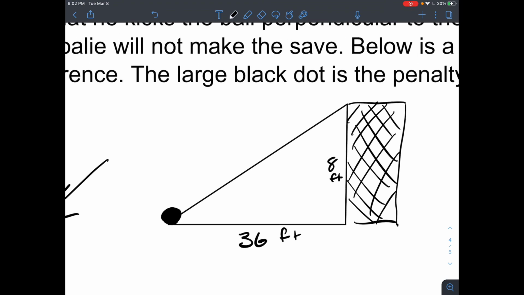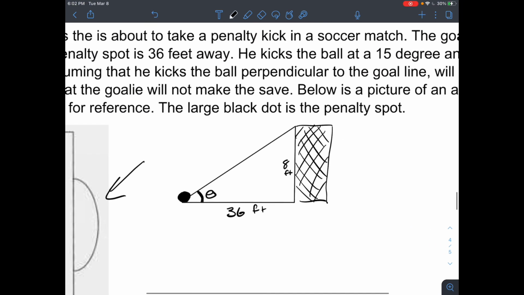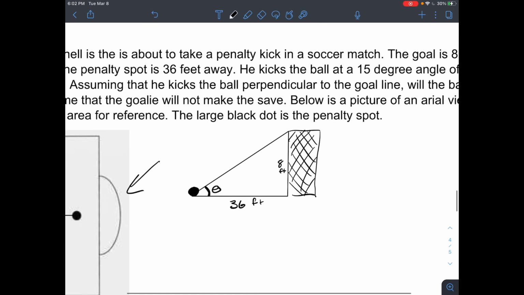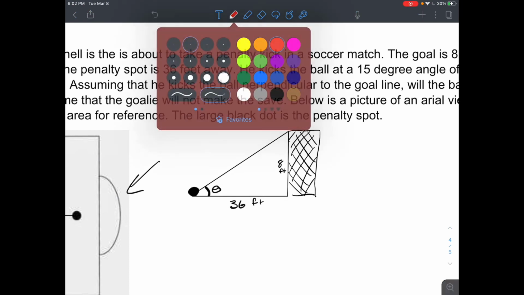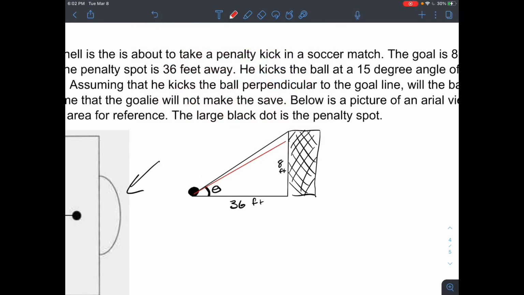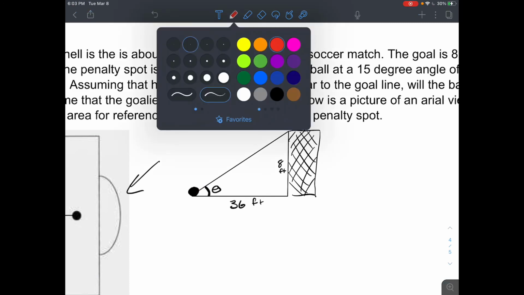what this angle is. And then if this angle is larger than what I kick it at, we're good to go. Because then you can imagine that in this red, my ball is going over here. But if this black line, if this theta is smaller, then you can imagine that I'm skying this.